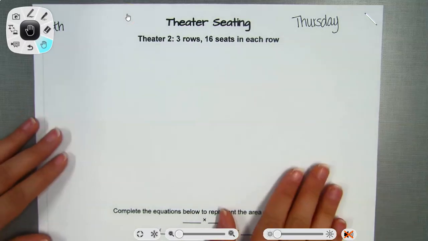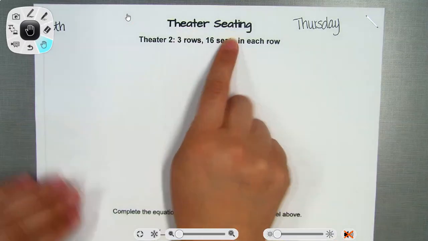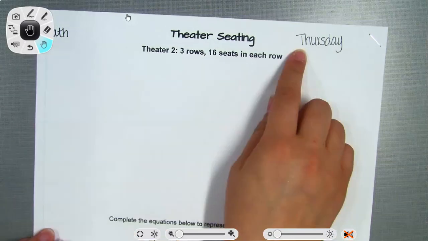Okay guys, so it is our math time. You're going to need the handout that says theater seating. It is stapled and it says Math Tuesday.